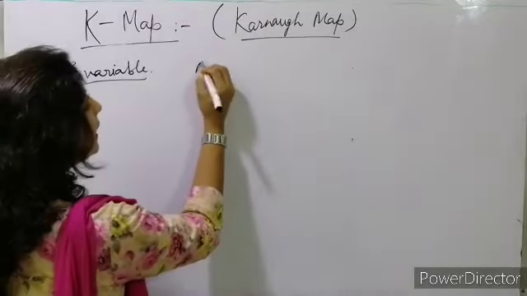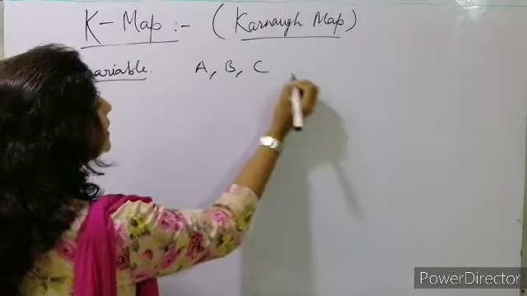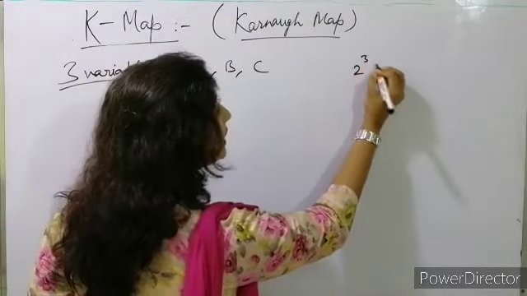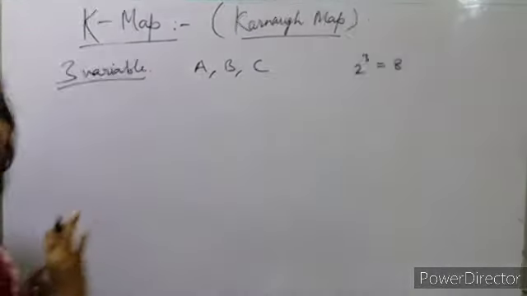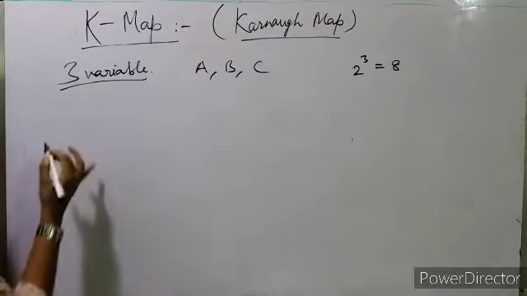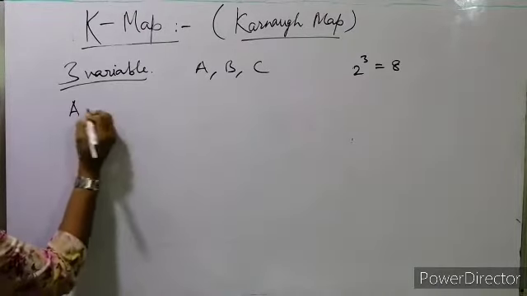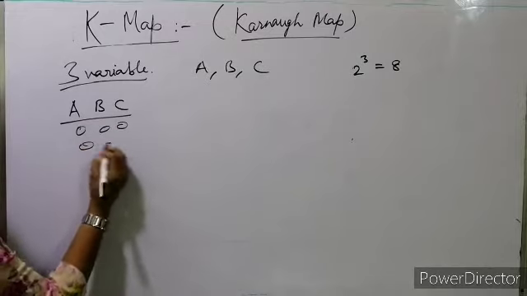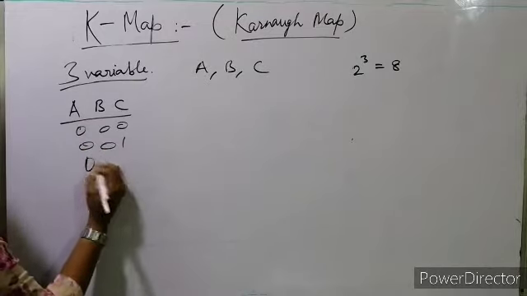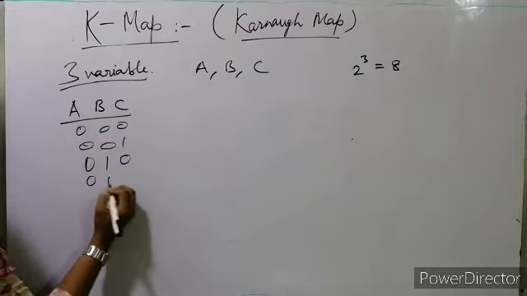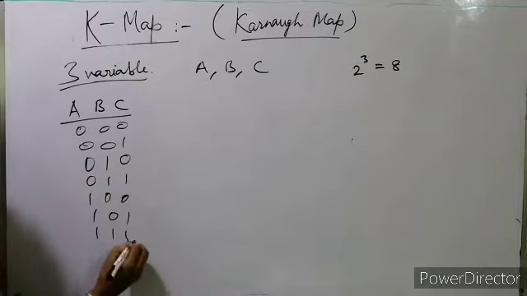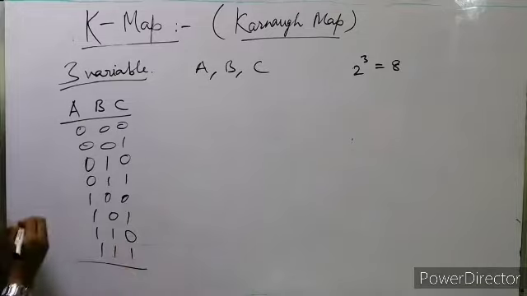Variables, there will be A, B, C, and 3 variables give 2 to the power 3, that is 8. So there will be 8 boxes, and 8 terms. When we are taking 3 variables A, B, C, there will be 8 terms: 0 0 0, 0 0 1, 0 1 0, 0 1 1, 1 0 0, 1 0 1, 1 1 0, and 1 1 1. Okay?